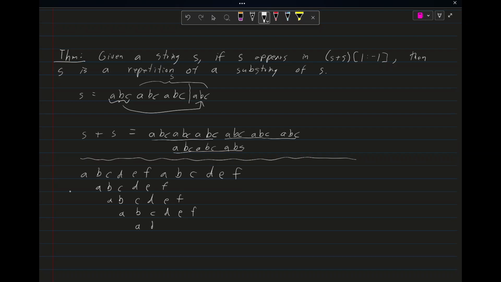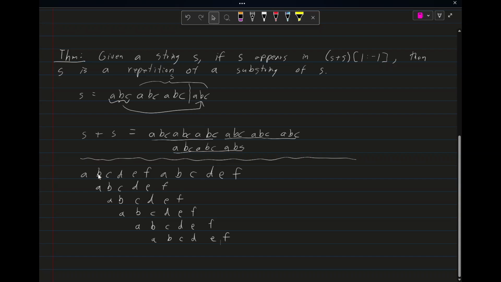Let's keep writing them out. A, B, C, D, E, F. And finally, A, B, C, D, E, F. And the last one wouldn't count because then it would hit the endpoint, and that's not what we're looking for. We're only looking at these 5 interior cases. Okay, so what do these cases correspond to?